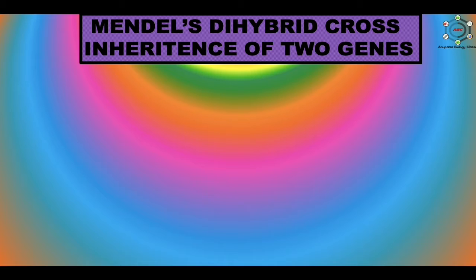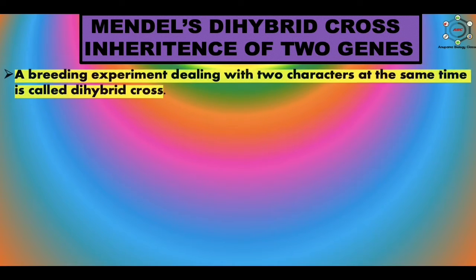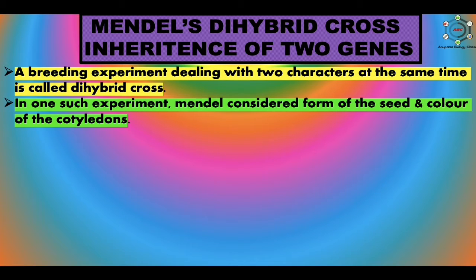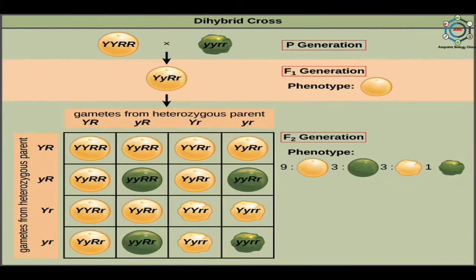Now, Mendel's dihybrid cross, or the inheritance of two genes. A breeding experiment dealing with two characters at the same time is called a dihybrid cross. In one such experiment, Mendel considered the form of the seed and the color of the cotyledons. In a dihybrid cross, the parents carry different pairs of alleles for each trait. One parent carries homozygous dominant alleles while the other carries homozygous recessive alleles. So the offspring produced in the F1 generation are all heterozygous for the specific traits. This is the dihybrid cross, here with two characters.